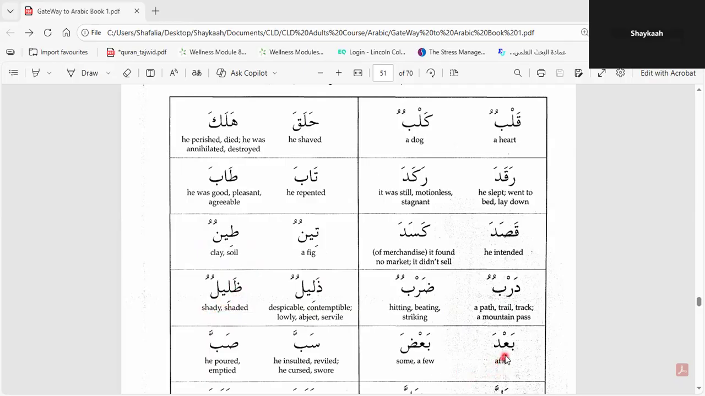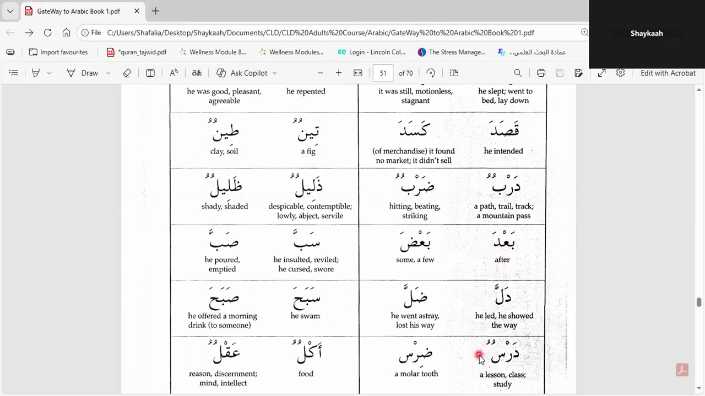Ba'da. Ain. Don't say ba, don't make it as a hamza. This is ain. Ba'da. Go right in the middle of the throat. Ba'da, ba'd, ba'da.